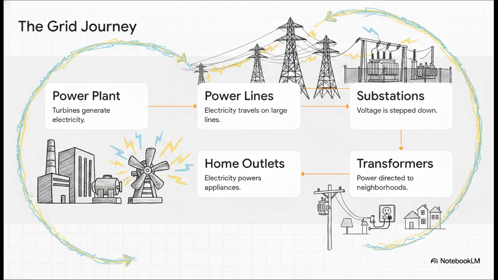This means the exact same electricity that started miles away at a power plant is what's currently flowing out of your wall. The whole grid is basically one giant interconnected circle.